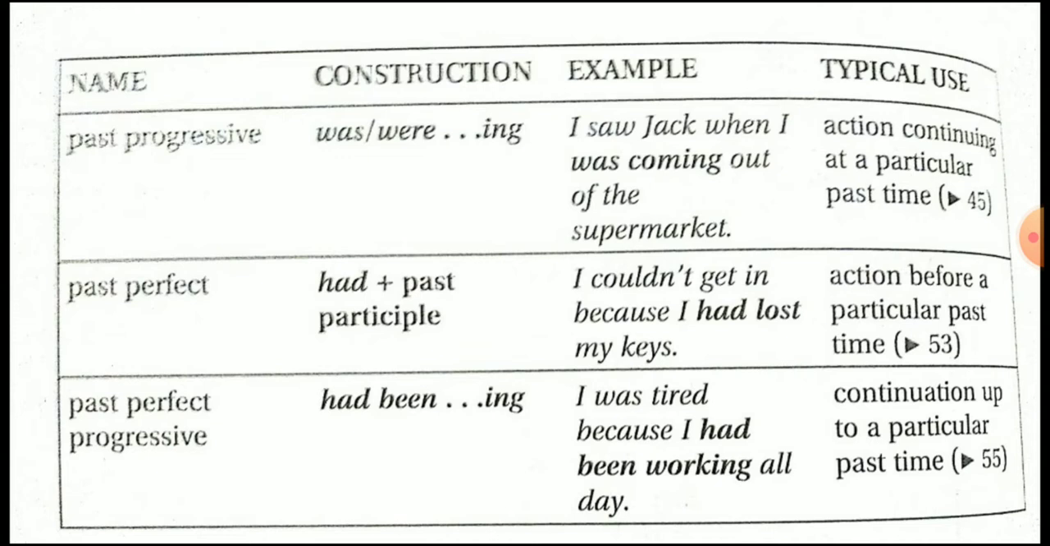Past perfect: we use had plus past participle. "I could not get in because I had lost my keys." Action before a particular past time. Now comes the past perfect progressive. In past perfect progressive, we use had been plus ing. "I was tired because I had been working all day." The typical use of this tense is continuation up to a particular past time.